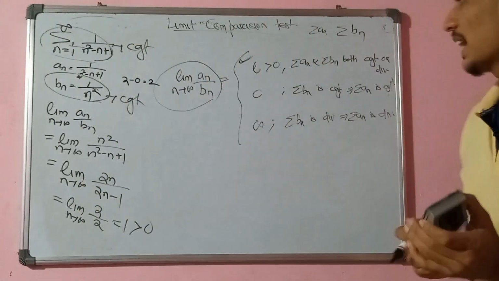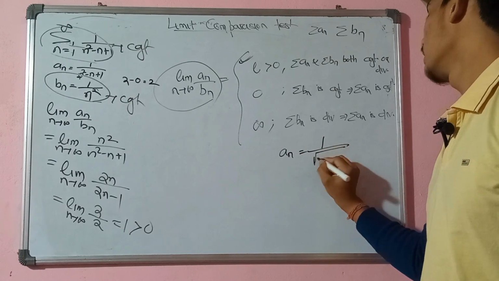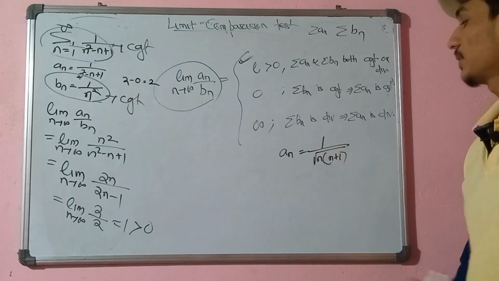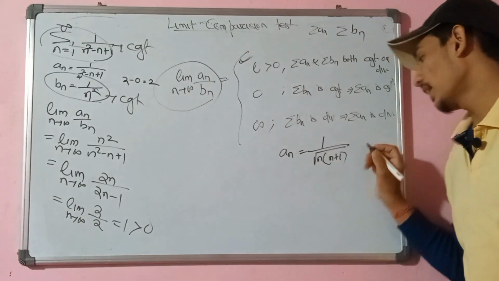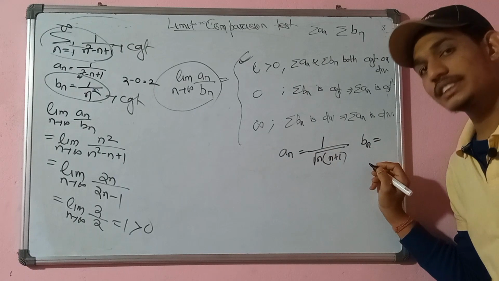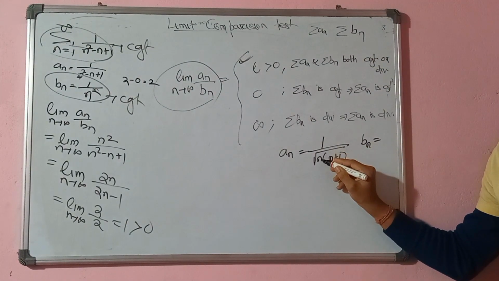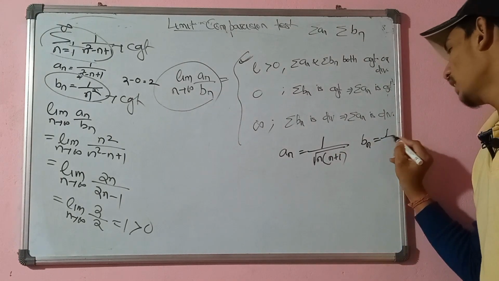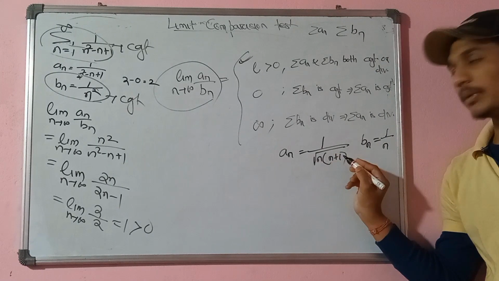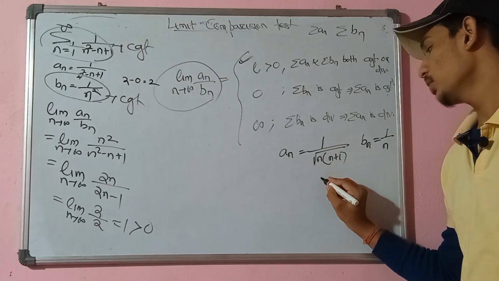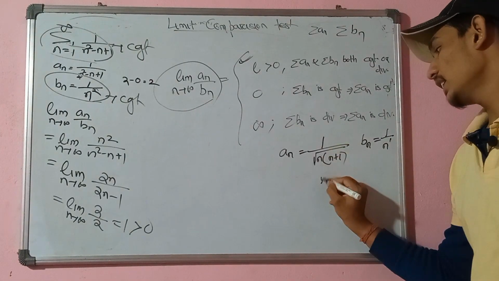Okay, let's consider another problem. Suppose my An is 1 by root n into n plus 1. I am not solving this, I am just telling what Bn will be. You can try yourself. See here, the power of n in the denominator is more, so you have to assume 1 by n to the power of something. What is the highest power in the denominator? Here it is 1 by 2, here it is 1 by 2, means total power 1, so you have to assume Bn as 1 by n.